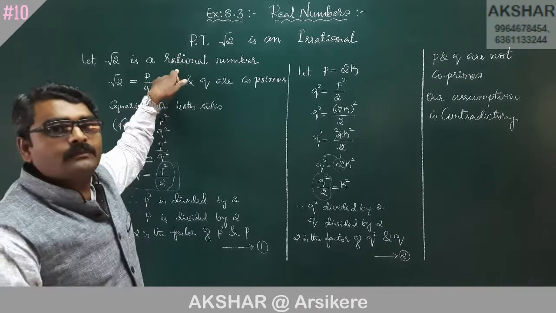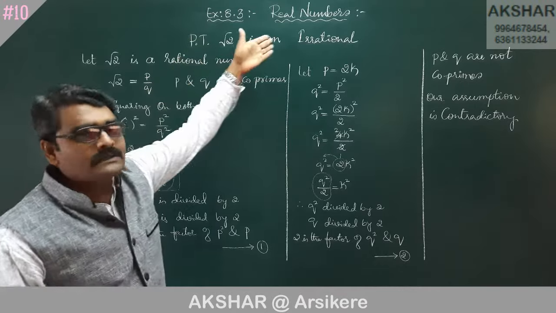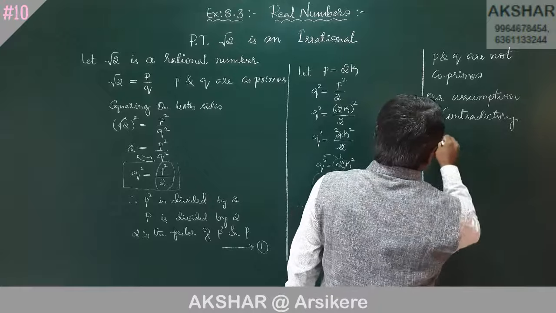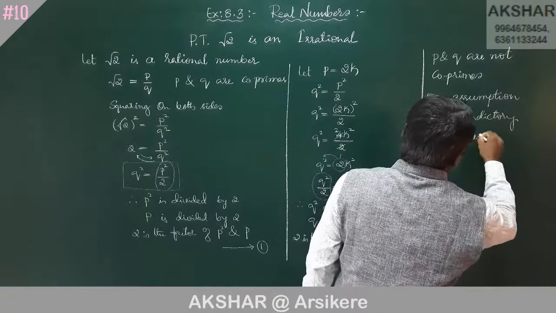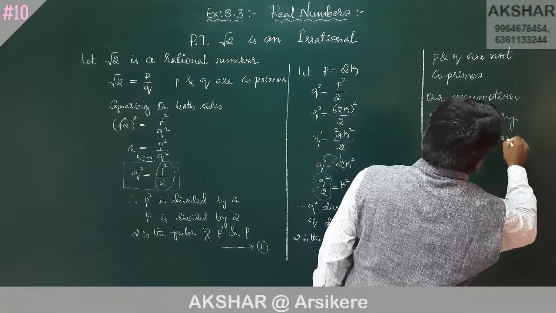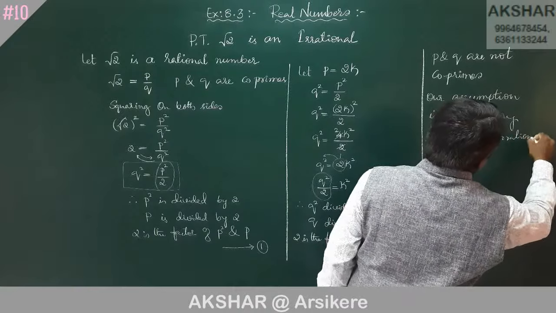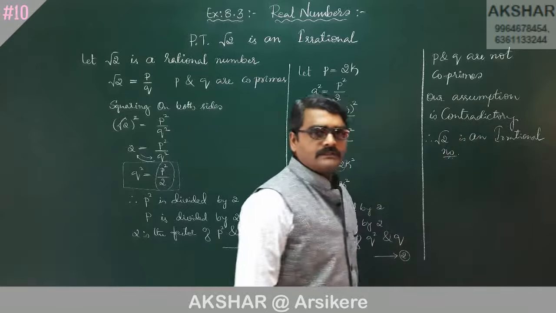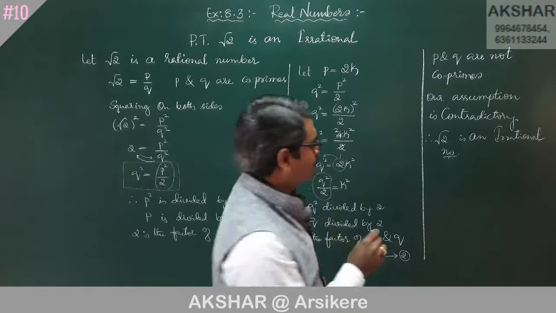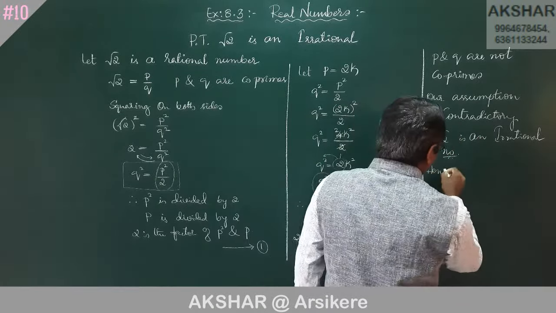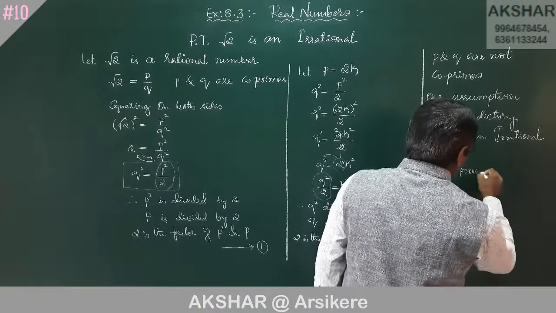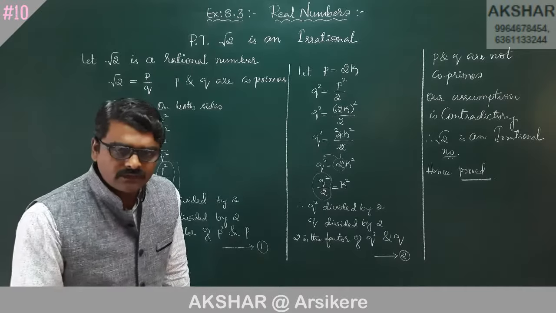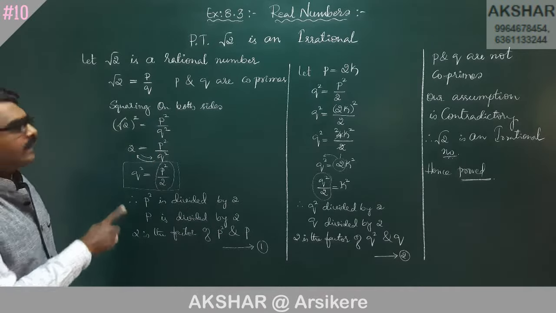Not rational number means root 2 is an irrational, right? Yes, therefore root 2 is an irrational number, right? Hence proved. Right, my dear children? Hence proved. Okay, understood? Yes, observe here once again.